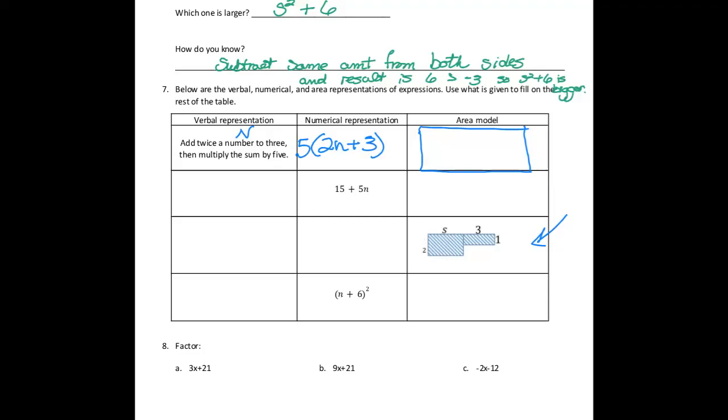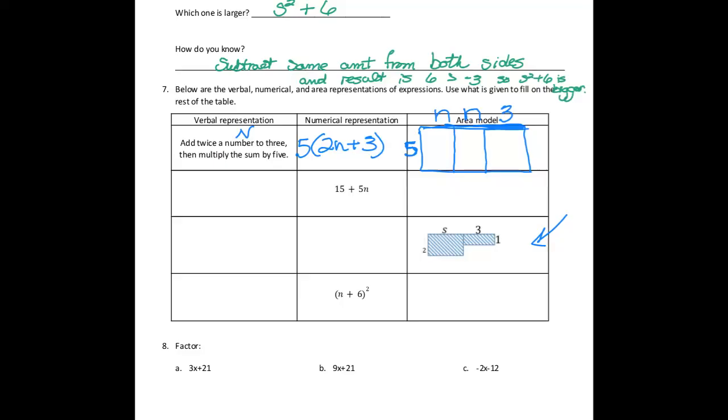I think the rectangle is too big to put the numbers in the outline box, but we'll make it work. So the width of 5 goes over here. Then I want 2n plus 3. Now, what's that going to look like on top? Well, here's 1n. Here is another n. And here I'm going to have 3.